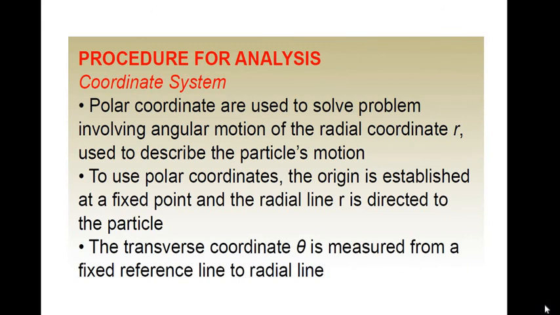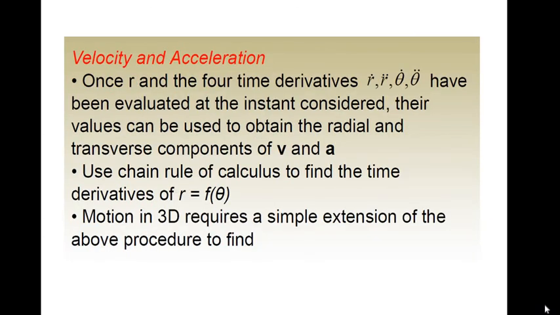Now, the procedure for analysis. Polar coordinates are used to solve problems involving angular motion, where the radial coordinate r is used to describe the particle's motion. To use polar coordinates, the origin is established at a fixed point and a radial line r is directed to the particle. The transverse coordinate theta is measured from a fixed reference line to the radial line.